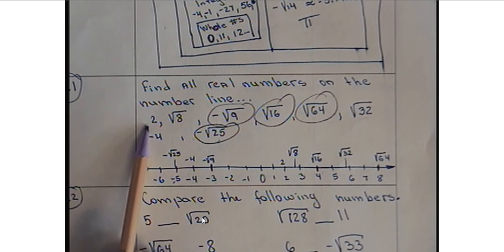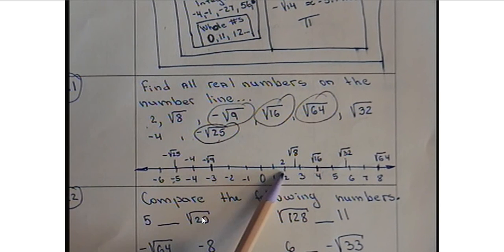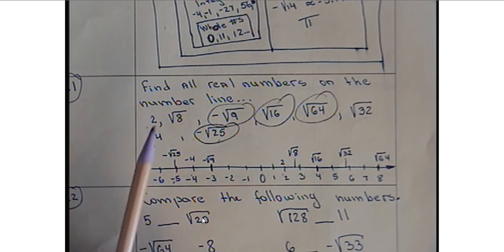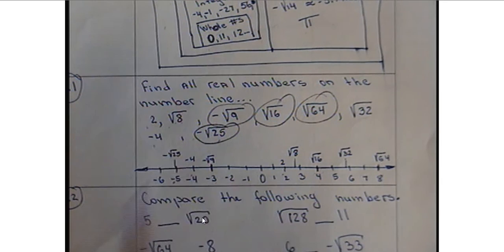If I have positive 2, well, there it is. If I have negative 4, there it is. We know those. What about if we have square root of 8? Now think about 8 between which two perfect squares it is. So just take a second and think.